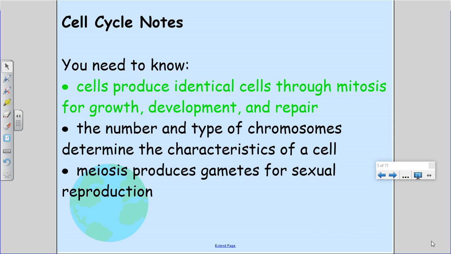Hey everybody, it's now time to learn about the cell cycle. We will start today with looking at mitosis. We're going to figure out how cells produce identical cells through mitosis for growth, development, and repair. The other two bullet points listed here will come a little bit later in this unit.